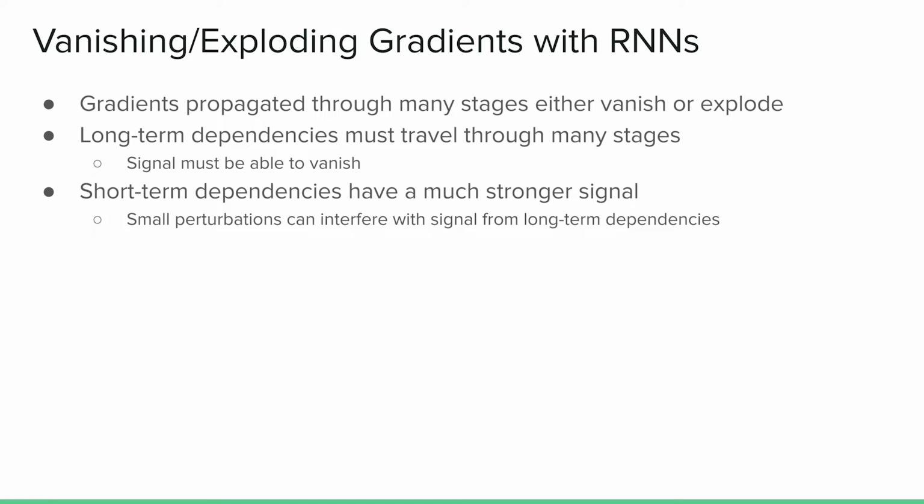And the second problem that we have here is that when we have short-term dependencies between two words that appear next to each other in a sentence, they can have a much stronger signal, and small perturbations here can actually interfere with the signals that are coming from these long-term dependencies that naturally become less and less. So this is an issue.